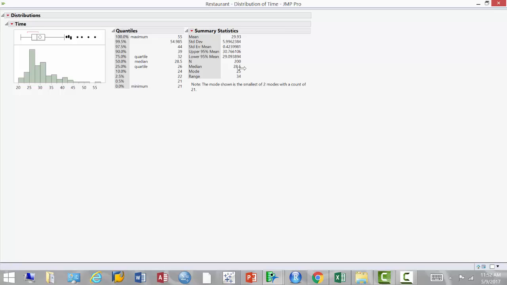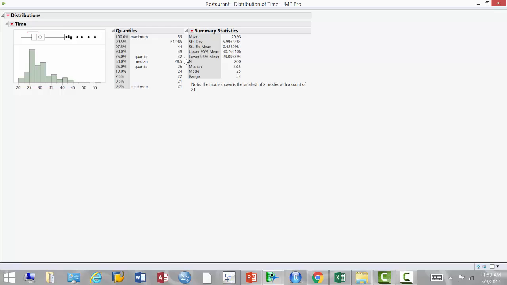Median is reported twice because it's the median and the second quartile as well. And my 75th percentile, quartile number 3, is 32 minutes. So I can say that the middle 50% of data, the typical customers at the restaurant, spend anywhere between 26 and 32 minutes. That's a pretty tight range. The width of the range is actually 6 minutes. Pretty tight.